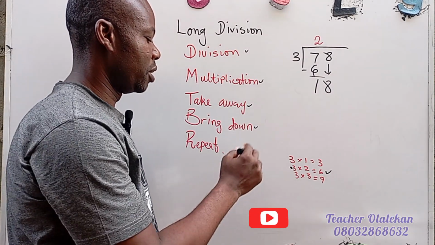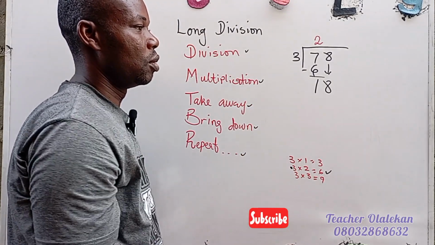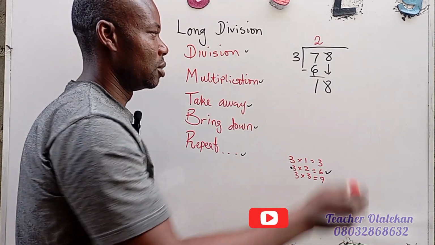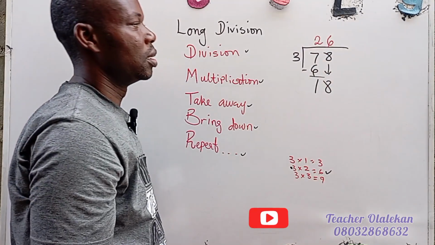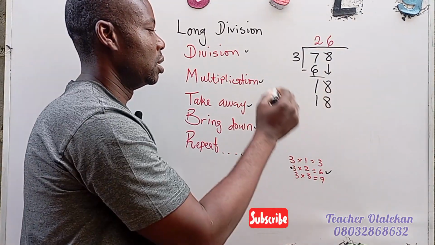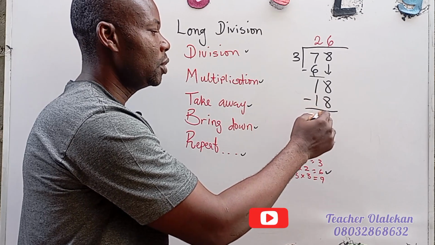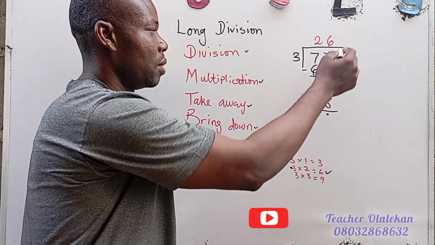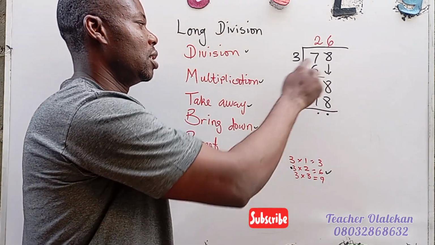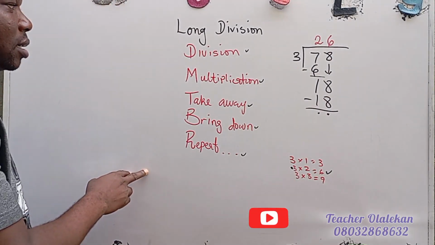So we now repeat the process that we've done. 3 times what is equal to 18? That will be 3 times 6. 3 times 6 is 18. Then you take away, that gives us 0. So we have nothing to bring down again, and that is the end. That means 78 divided by 3 is equal to 26. So that's how to apply the long division.